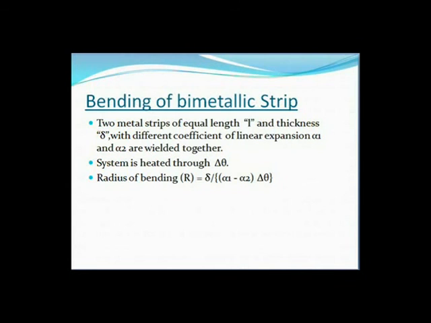So here as you can see, the length of the strips taken together is L, and delta is the width of the strip, and after heating the strip there is a slight bend, and the radius of bend R is given by delta by alpha 1 minus alpha 2 into delta theta.